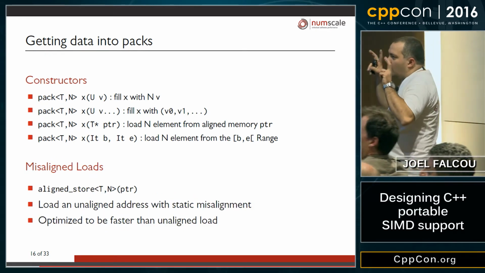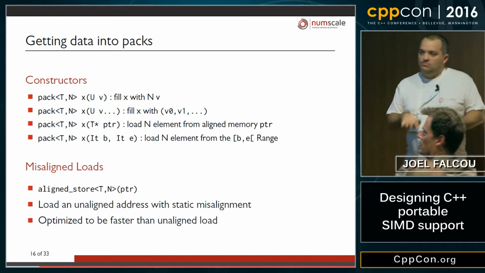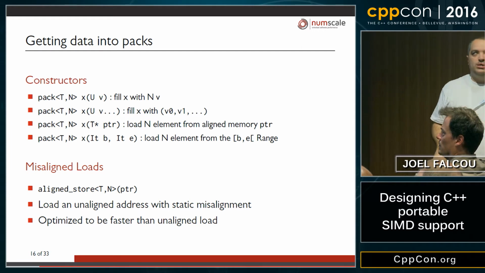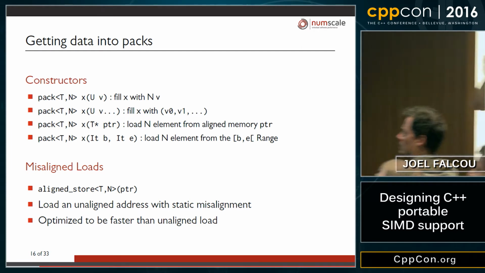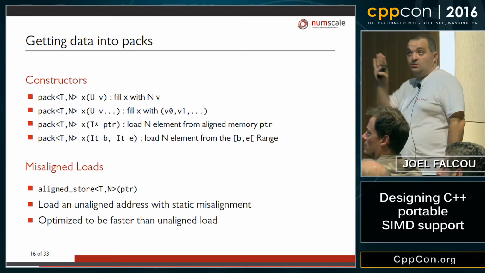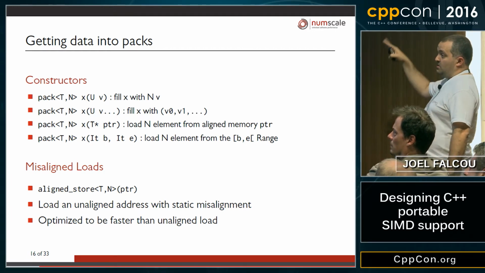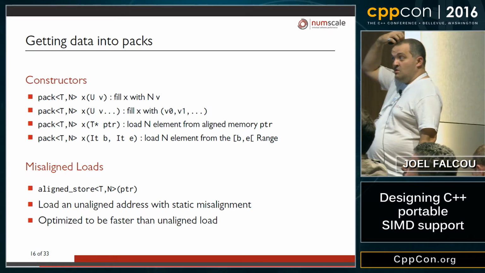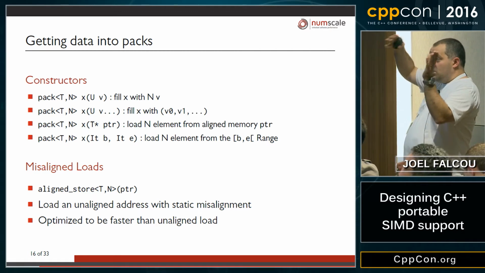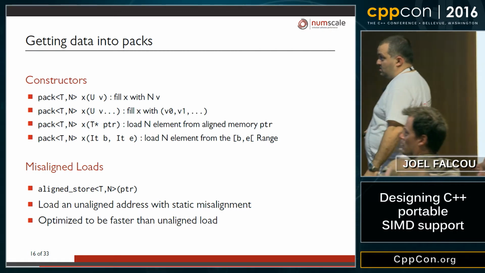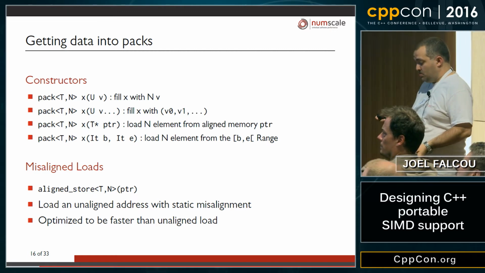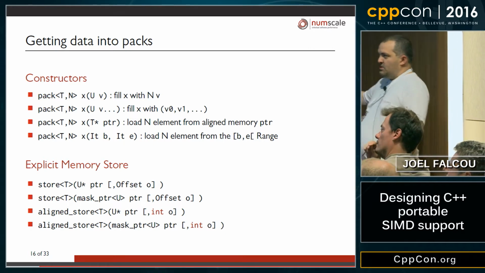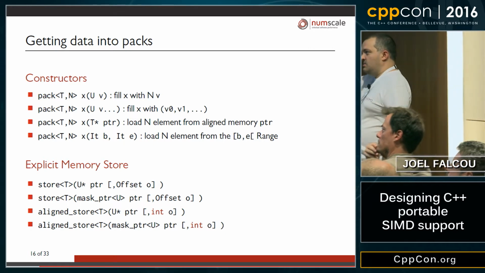We have what we call misaligned loads, which is basically an aligned load with a static offset. And that means that your pointer is actually not aligned, but you know by how much. It's not aligned by 1 or 2 elements, something like this, or -1. And instead of using an unaligned load that could be costly on some systems, we try to optimize a way to load this slightly shifted memory access. And we try to be faster than just calling the unaligned load. And same thing, we have explicit functions for store, again with offset, so we can do a scatter, and with a mask, aligned and unaligned versions.